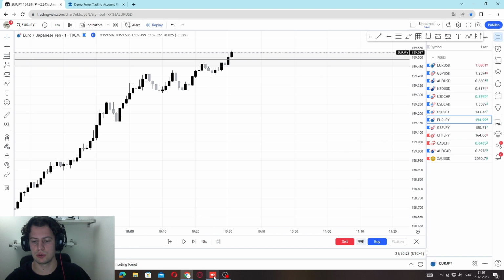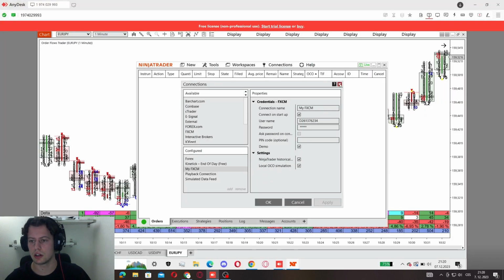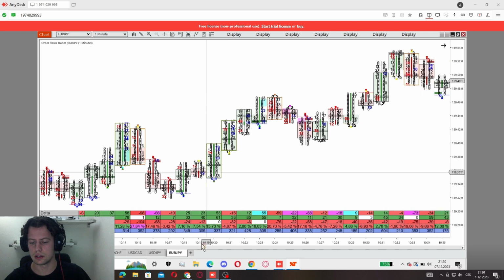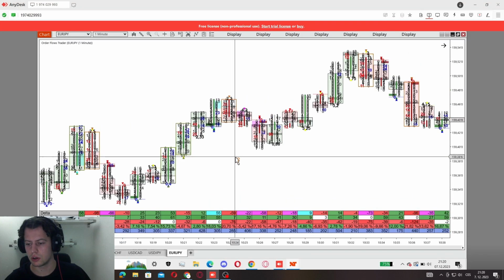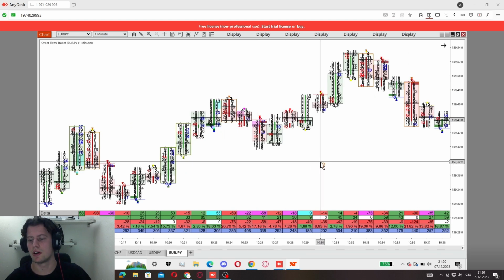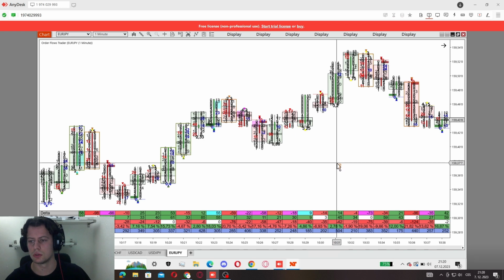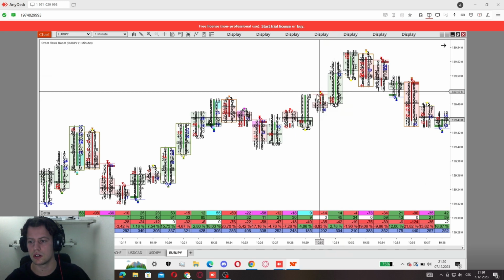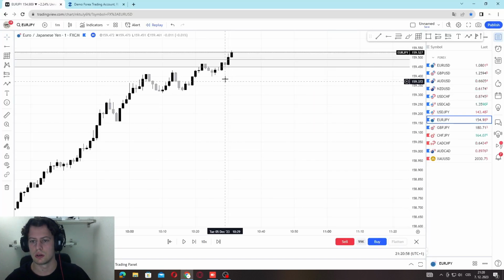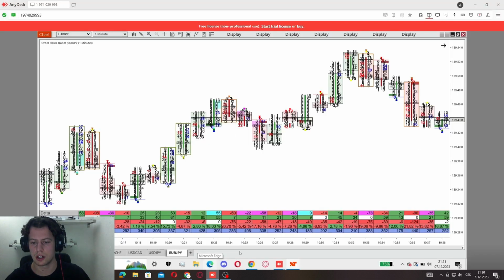Now we go to the footprint chart. I close this and you can see the time 10:30. It's when we crossed the 50%. We look for 10:30, but on NinjaTrader there is plus 1 minute, so this is our 10:30. You can see this big candle, here we have a small bearish, big candle, small bearish, so this is our candle.